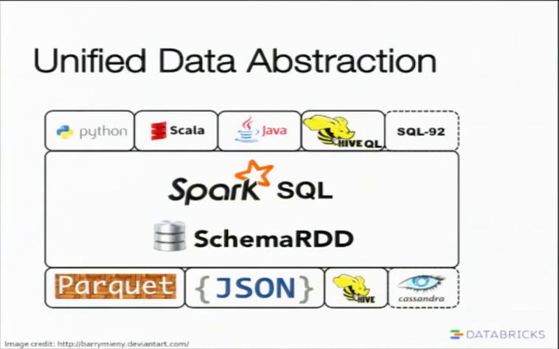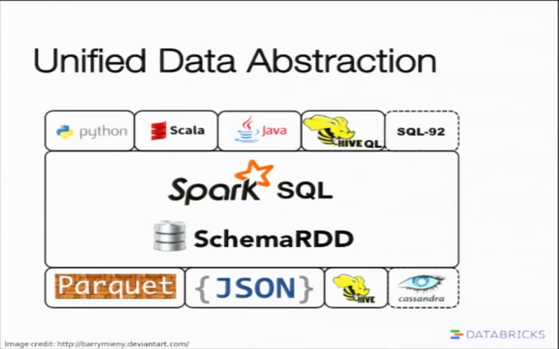You can go back and forth between a normal RDD and a schema RDD relatively seamlessly. That was a key goal when we designed this. So what you're really getting with Spark SQL is this unified data abstraction, where you can write programs in Python, Scala, Java using the existing Spark APIs, but you can also write in higher level APIs like HiveQL, and we're working in the future, that's why this is a dotted line, on SQL 92 support as well.